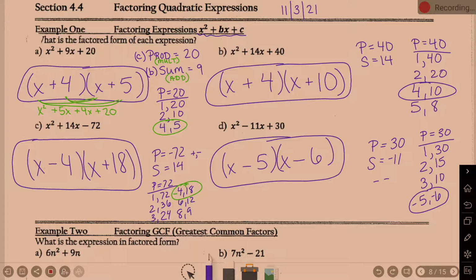We ready for example 2? I mean, if you're ready. I know. Are we? I'm there.